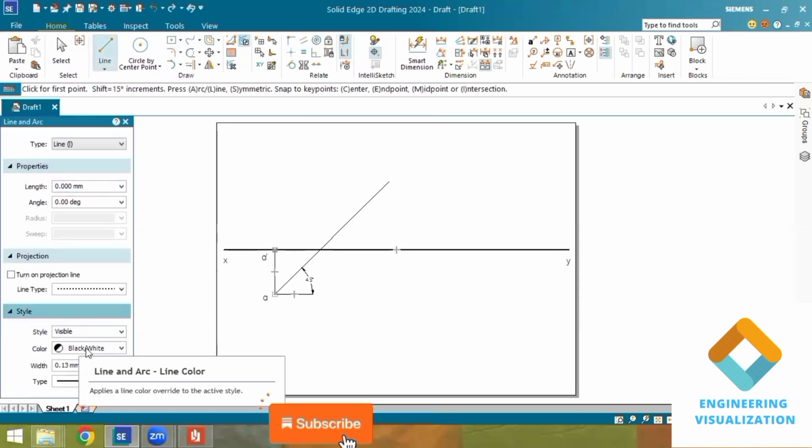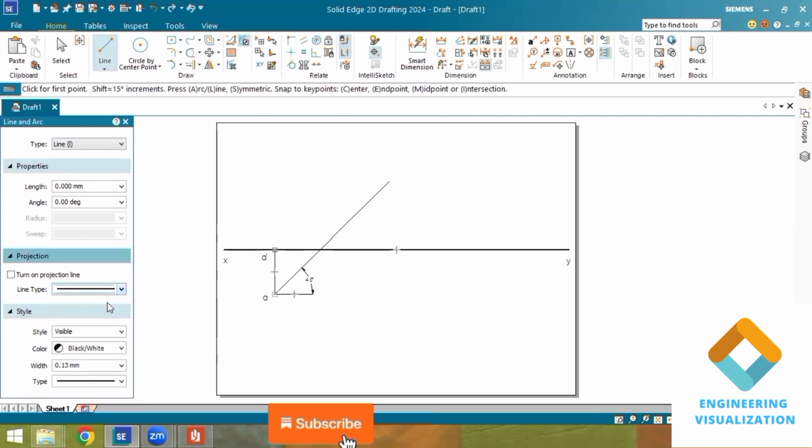Now what I'll do is draw another line at an angle of 30 degrees. That is for the front views, like this. I'll be drawing it downward. Just randomly I'll draw it, and after that I'll change the angle.